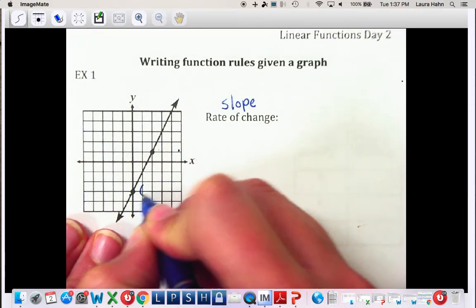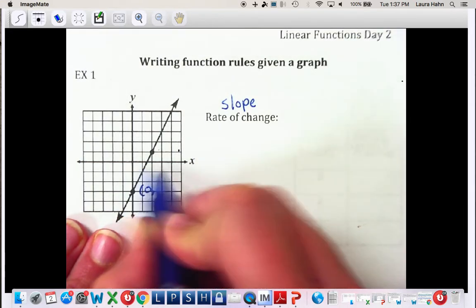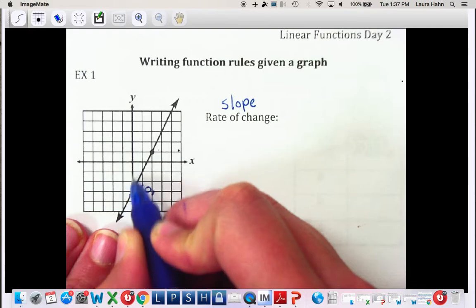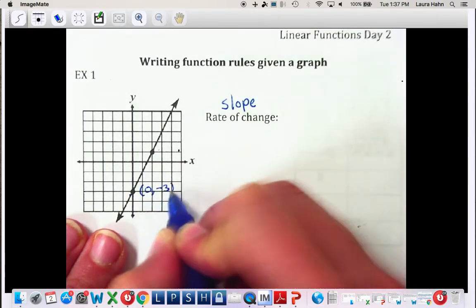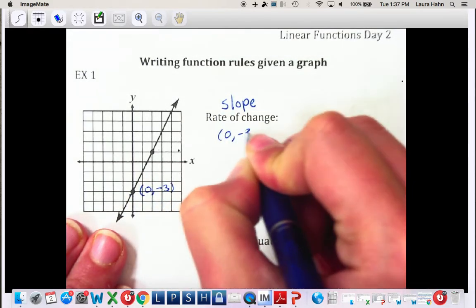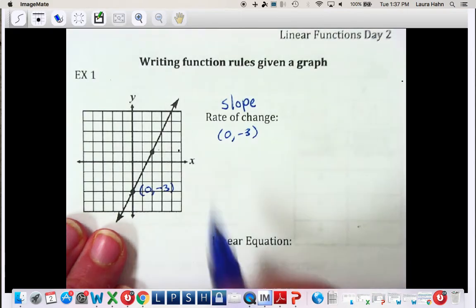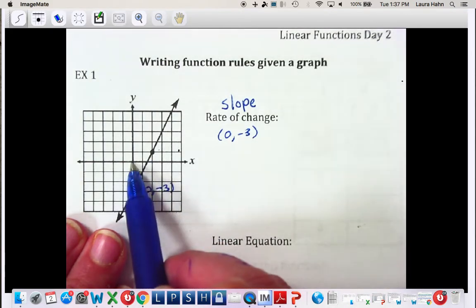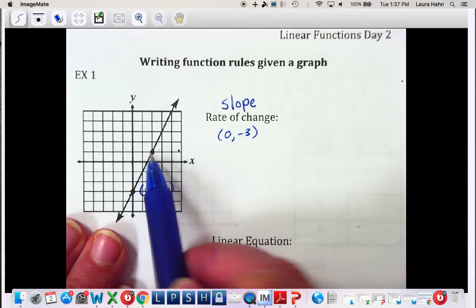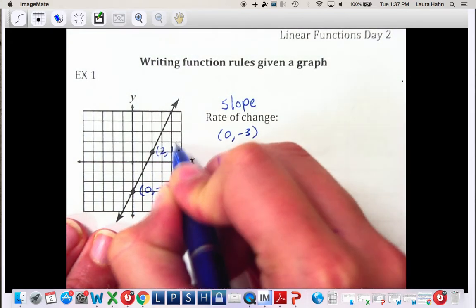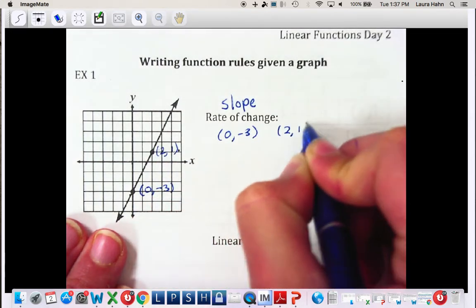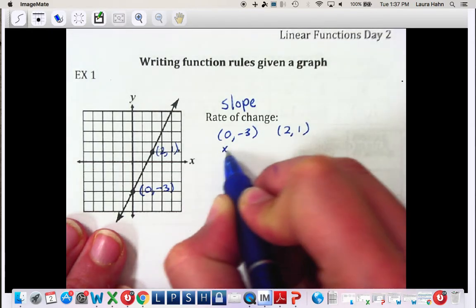This point is located at 0 because it does not move along the x-axis, but it does move down 3, so that's going to be 0, -3. My other point here, x always comes first, so it moved 2 along the x-axis and then up 1. So this is located at 2, 1. I always want to label the x first and then the y.